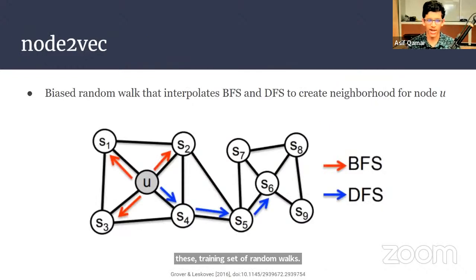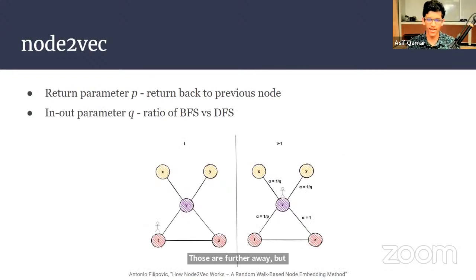Another type of random walk is called Node2Vec, and it's a biased random walk that interpolates breadth first search and depth first search to create a neighborhood for node U. A neighborhood is those nodes that are direct neighbors, as well as those that are further away but still part of that community. Node2Vec works by taking in two parameters: a return parameter P and an in-out parameter Q. The parameter P is the probability of returning to the previous node, while the parameter Q is the probability of exploring further in the graph.